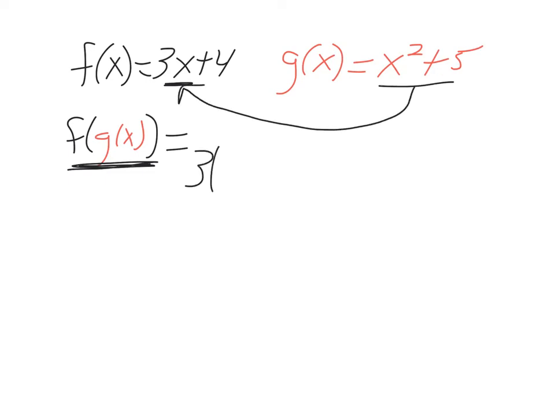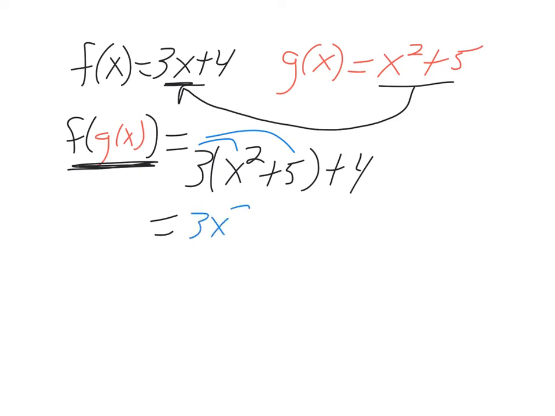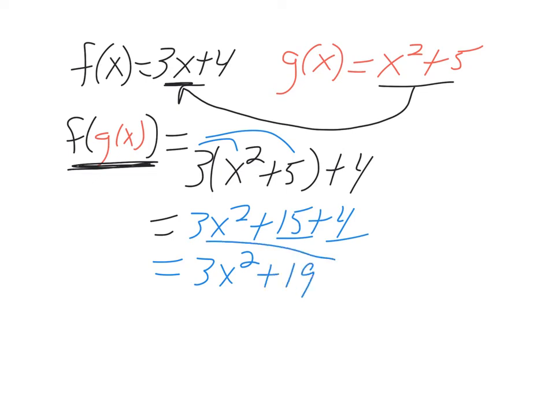So it's going to be 3 times (x squared plus 5) plus 4. Then I'm going to have to distribute. So I have 3x squared plus 15 plus 4. Get my like terms together: 3x squared, and I can add those two together because they're the constants, plus 19. And that would be my answer. I'm done. Don't go any further. Don't put it back in the x or anything like that.